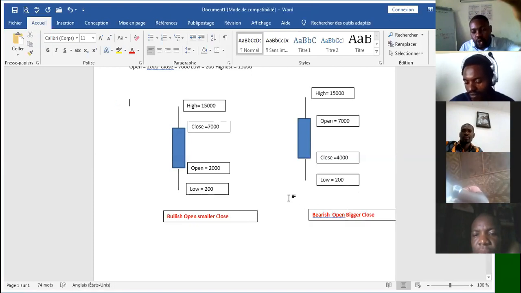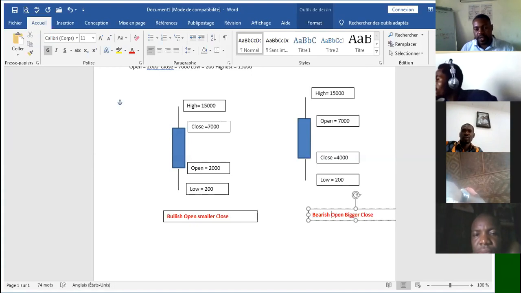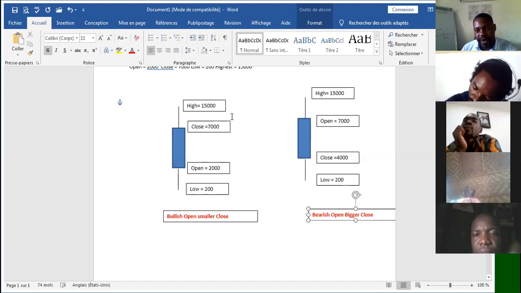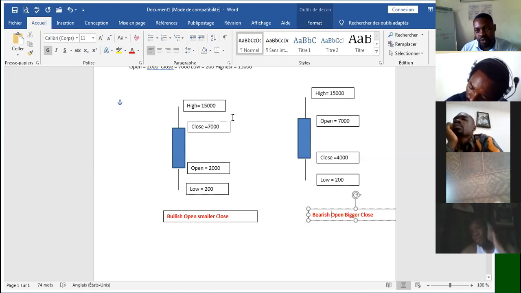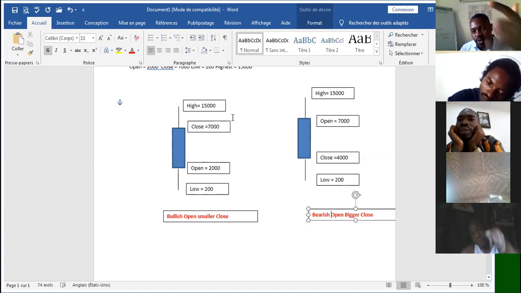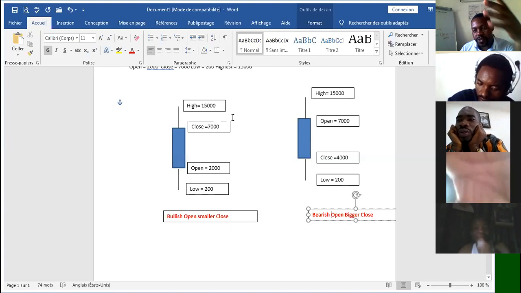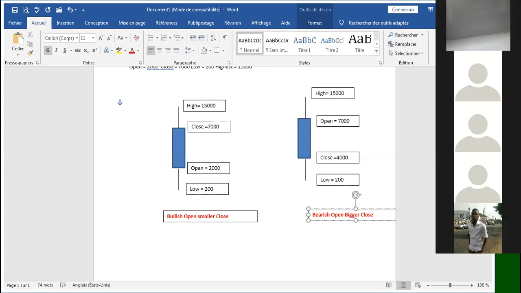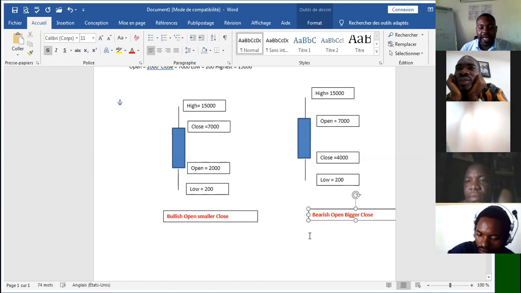So these are two price actions that give us two candlesticks. We have the close price, the open price, the low price, and the high price. When the open price is lower than the close price, we have a bullish candle. And when the open price is greater than the close price, we have a bearish candle. So that is candlesticks for you. I think that is all you need to understand about candlesticks.